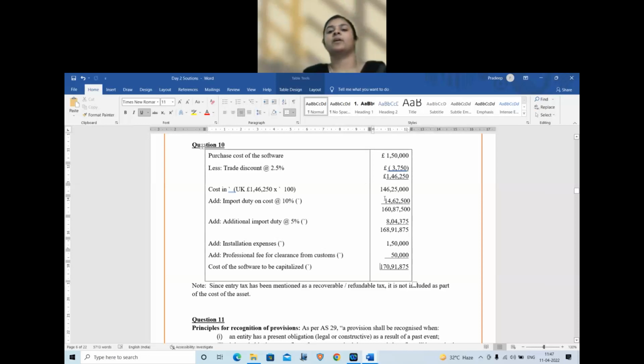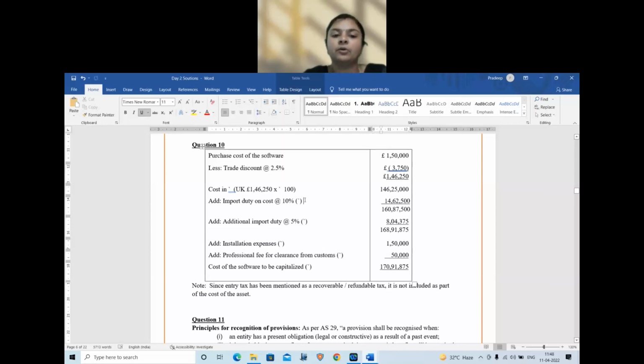Okay, let's check the answer. Purchase cost 150,000 pounds. You can directly multiply and then subtract the trade discount, or you can subtract the trade discount and then multiply into rupees. Anyways, you will get the same answer. So here I'm subtracting the trade discount. Minus 2.5% trade discount, 3,750 pounds, which gives me a total value of 146,250 pounds. Now converting into rupees, you get 1 crore 46 lakhs 25,000.